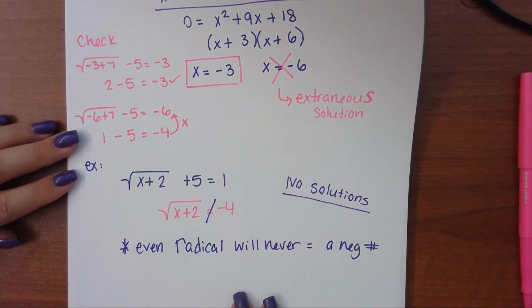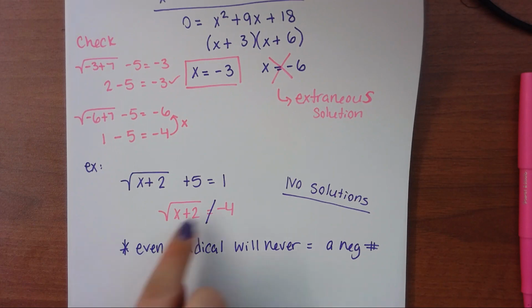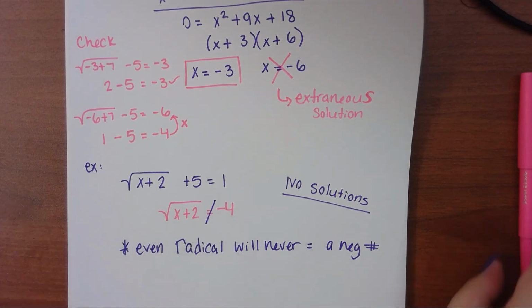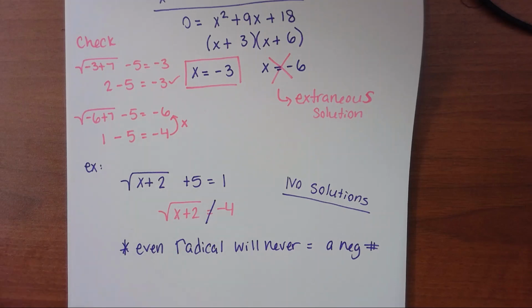Okay? So, just to give you a little bit of a sneak peek of what you might run into. If you ever get an even radical equal to just a negative number, not an x or a negative x, it's not going to work. You can automatically say that there are no solutions.